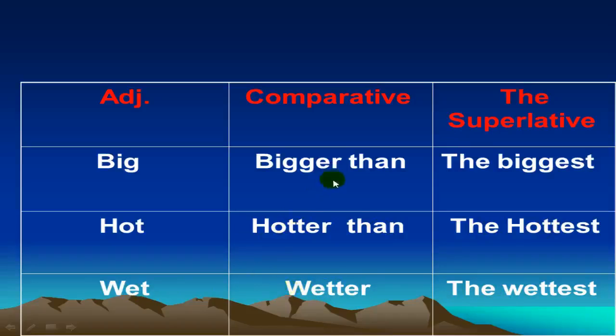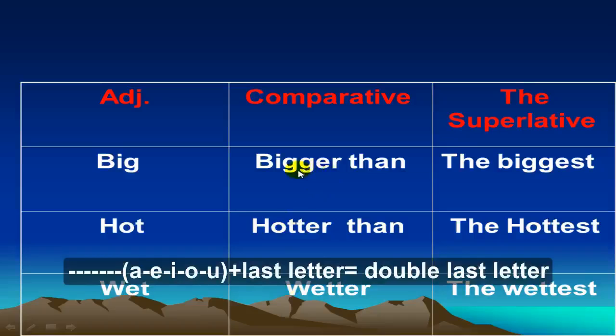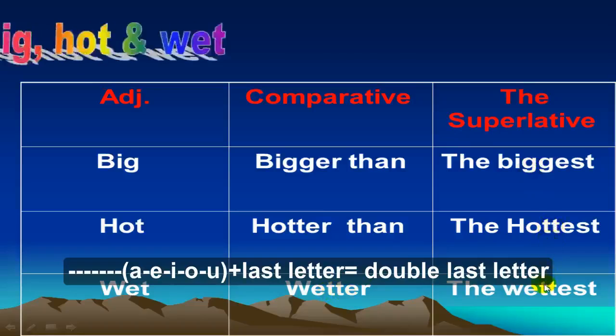So here we double the last letter, like double G, bigger, hotter, double T, wetter, double T, biggest, double G, hottest, double T, wettest, double T.